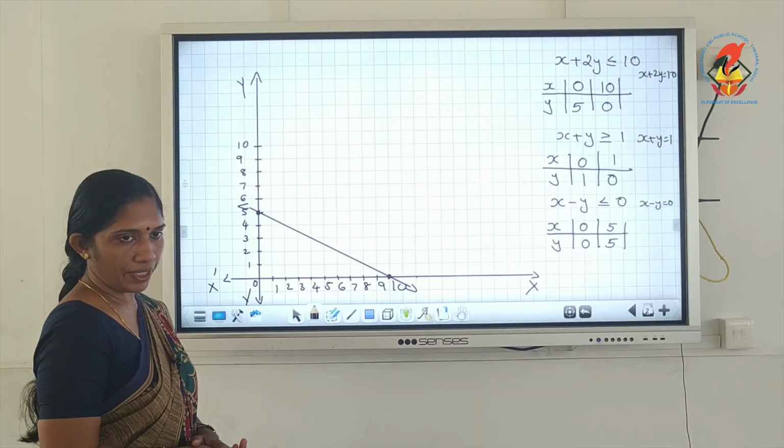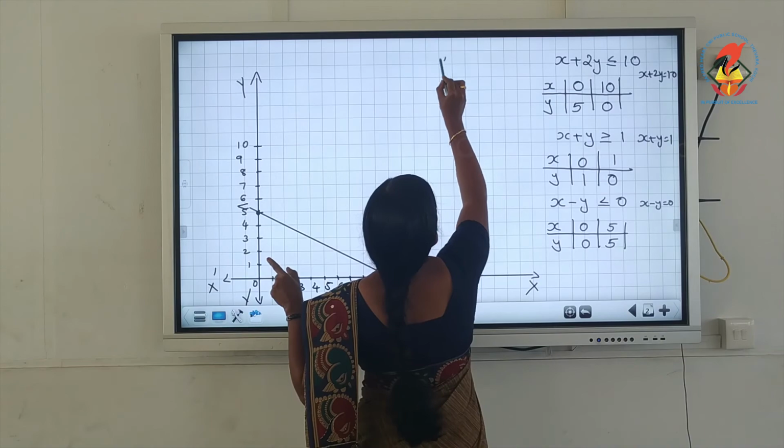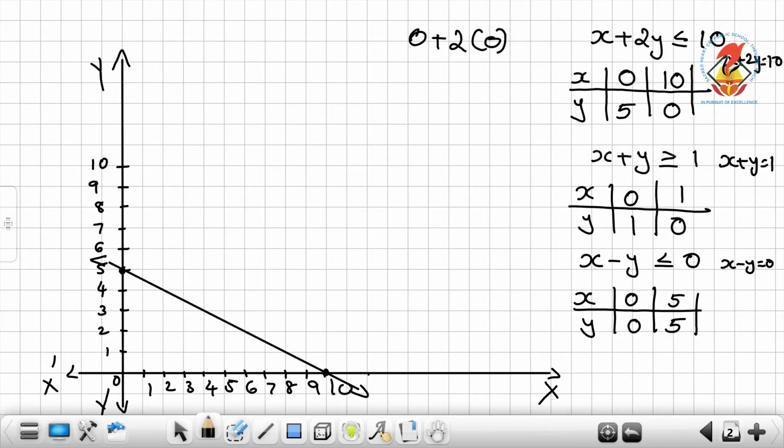Then where we shade, it is less than or equal to. When we substitute origin, 0 plus 2 into 0, is it less than or equal to 10? It is correct. So towards the origin you have to shade.